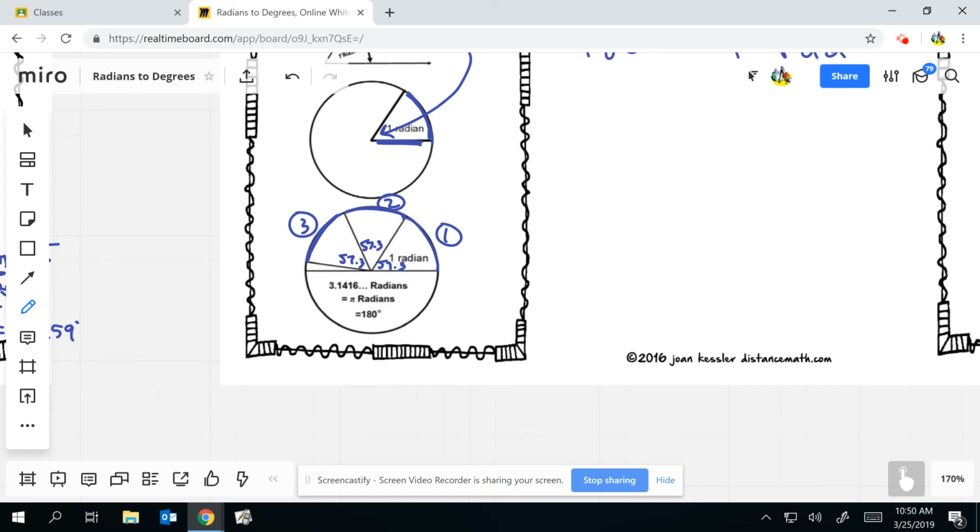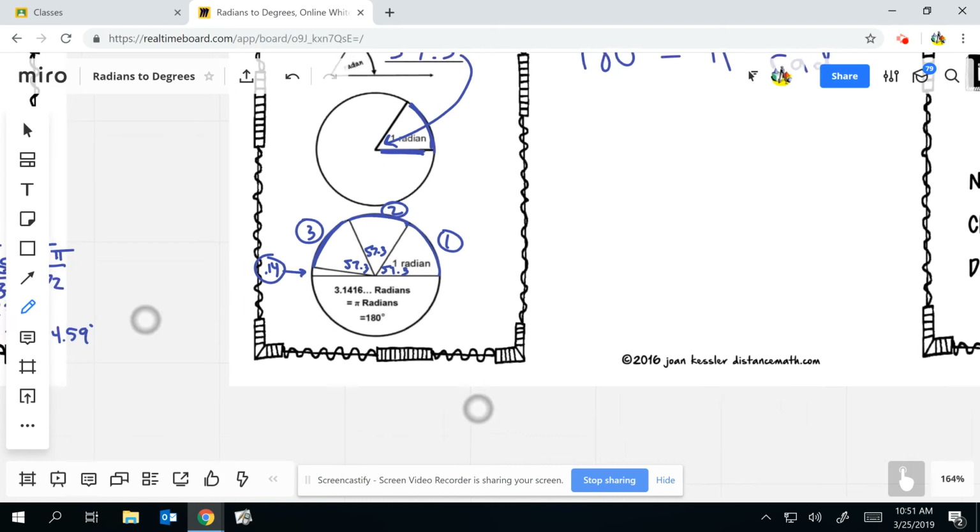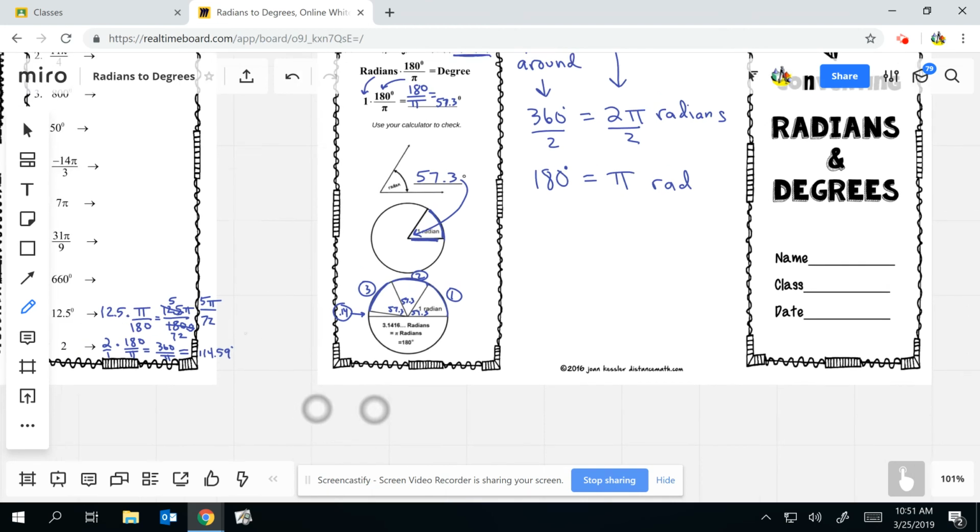You could subtract that from 180 to see what's left over, but I know that it's going to be 0.14 radians. I don't know how many degrees it is unless I subtract it from 180, but I know that halfway around is 3.14 radians. It takes 2 pi radians, or 6.28 radians, to get all the way around. So that is the back part there.